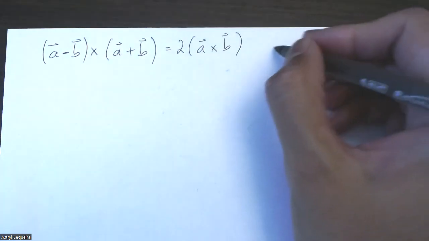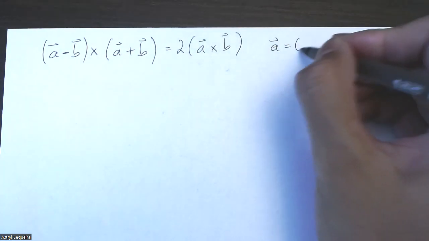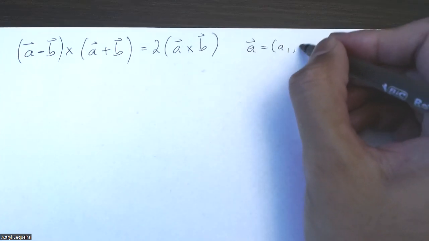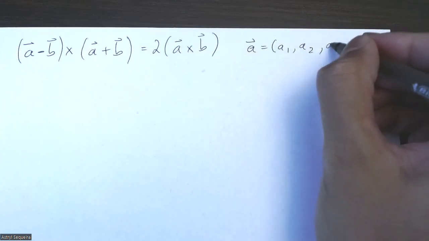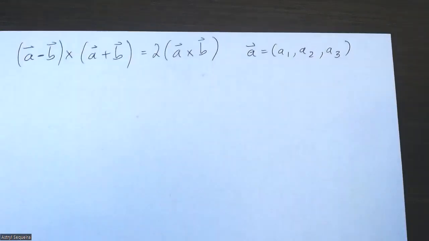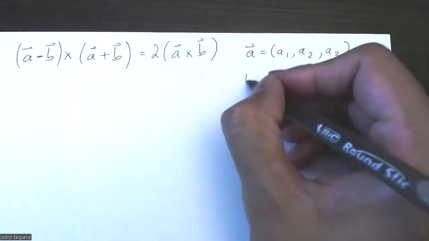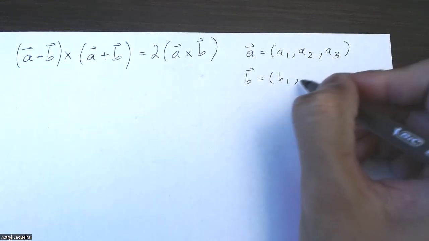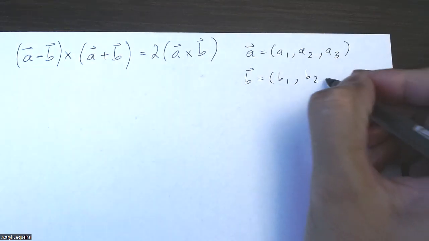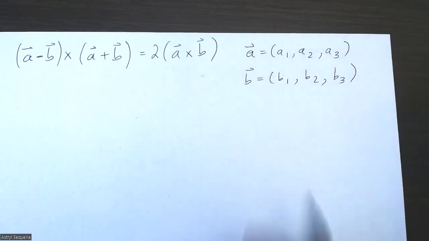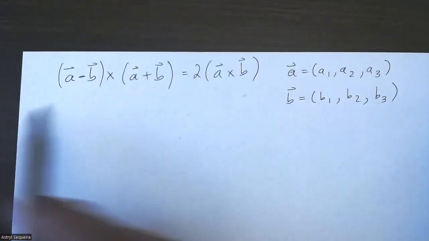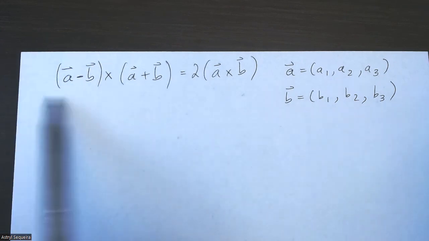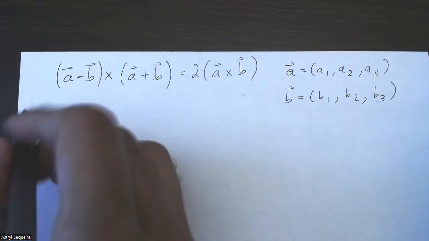So we know that these vectors are going to be in 3-space. So let me assume that A is A1, A2, and A3. Let me represent that for the X, Y, Z components. And the same thing for B, so B equals B1, B2, and B3. So let me rewrite this equation here using A1, A2, A3, and B1, B2, B3. I'm only going to work with the left side for now.